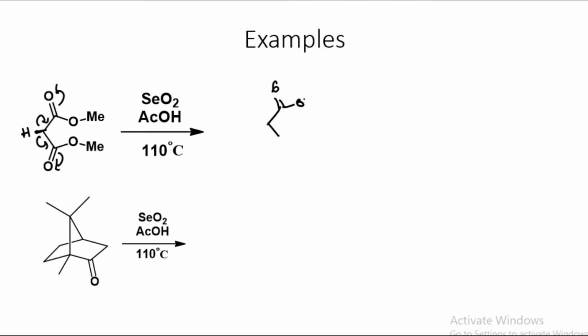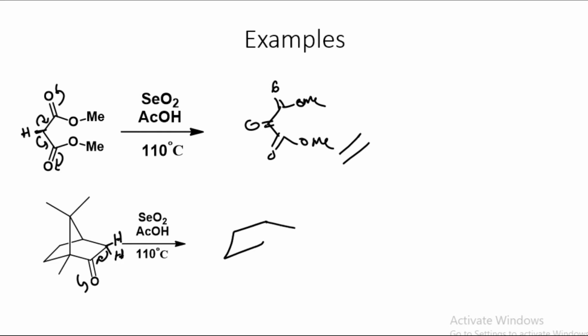This kind of product you will get out of that. And now here again, once again, there is only one ionizable hydrogen on one side, which can conjugate with this and form an enol.